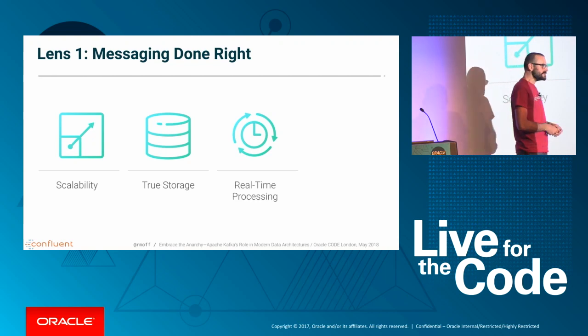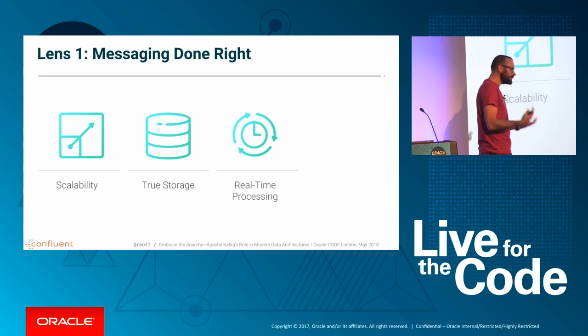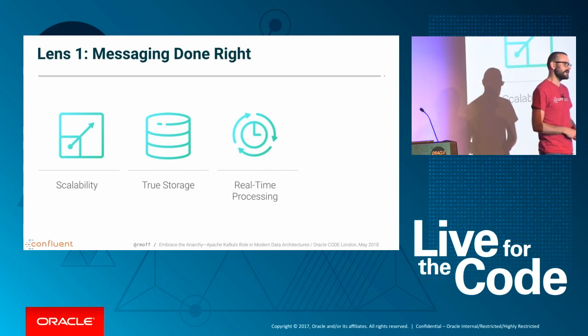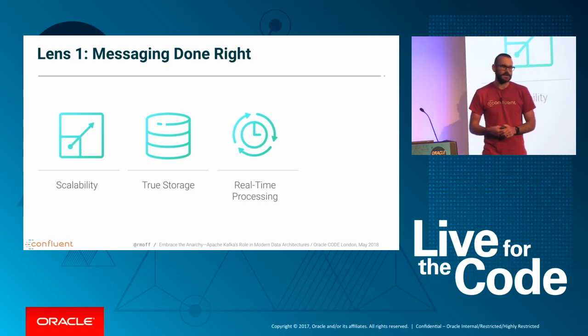So the first of these, messaging done right. Kafka is fundamentally about pub-sub messaging. You send events to it, and consumers can read those events. So there's a ton of other messaging queues out there, pub-sub solutions out there. But what sets Kafka apart from those is several different things.